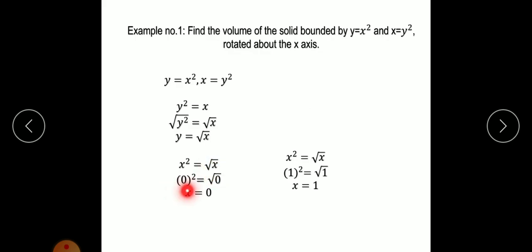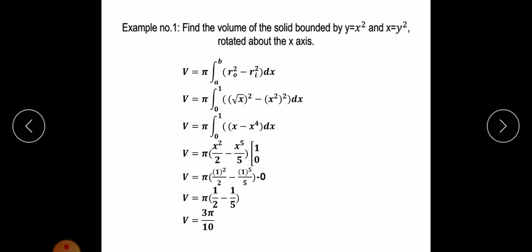If we substitute the value of x to 0, we have 0 squared equals square root of 0. So we have now x equals 0. And if we substitute x to 1, we have 1 to the power of 2 equals square root of 1. Our x equals 1. So we use the formula now, rotated about the x-axis, which is V equals pi integral from a to b of R squared minus r squared dx.